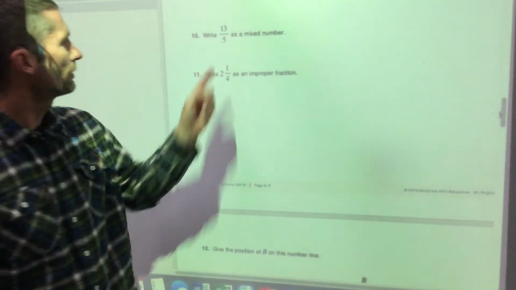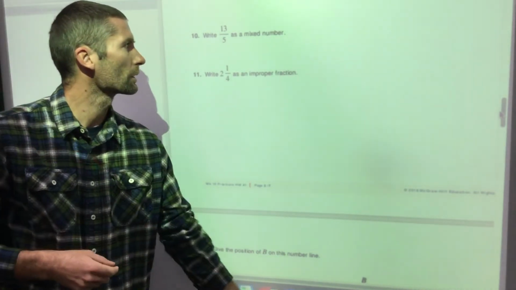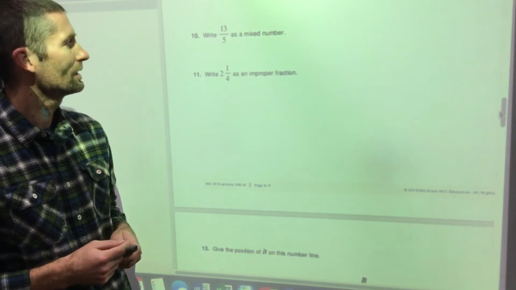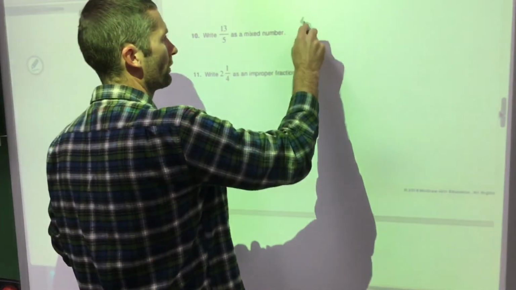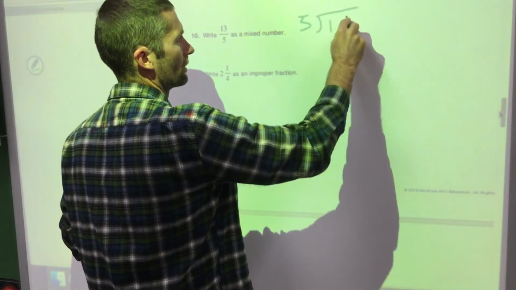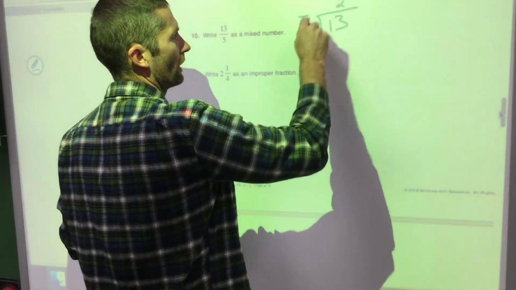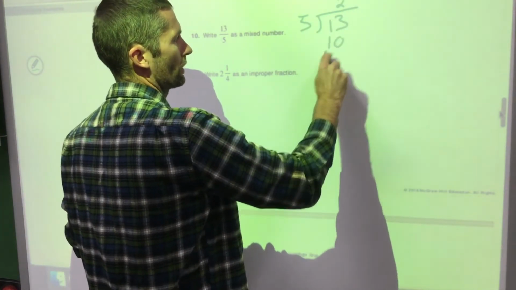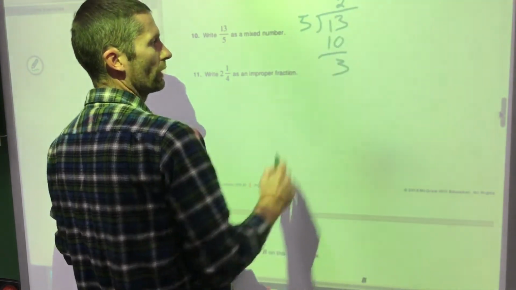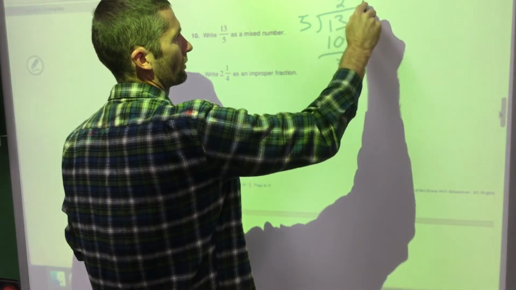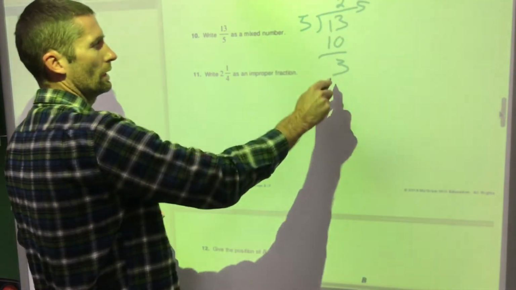Okay, write 13/5 as a mixed number. So we can see it's an improper fraction because the numerator is bigger than the denominator. So we're going to see how many 5s fit into 13. 5, 10, 15, well, 2 do. 5 times 2 is 10 with a remainder of 3. So we have 2 that fit in with a remainder of 3 out of 5. So my answer is 2 and 3/5.